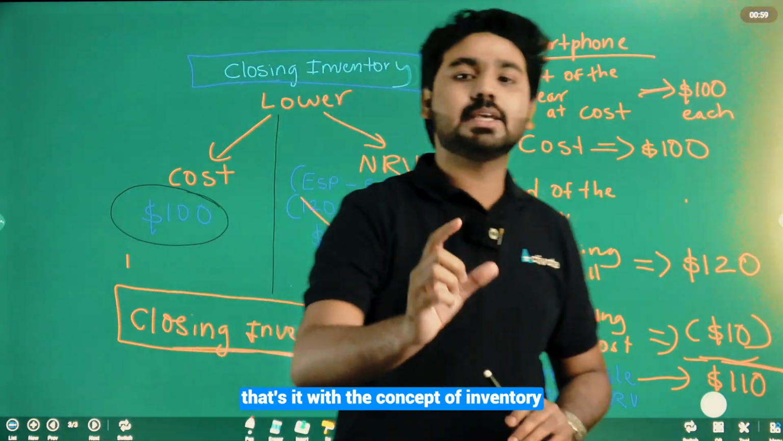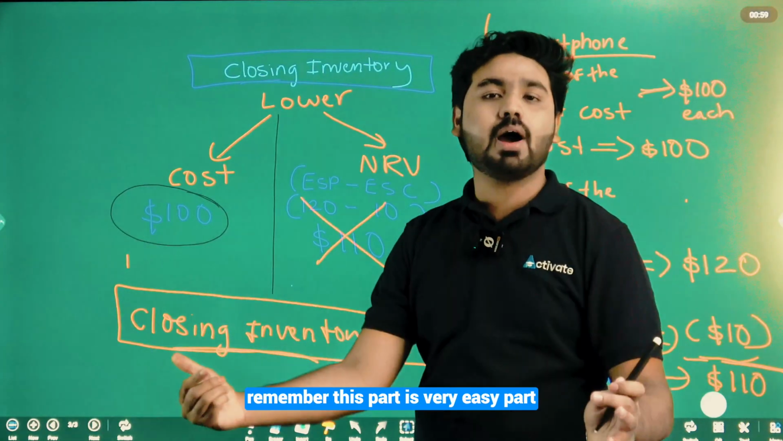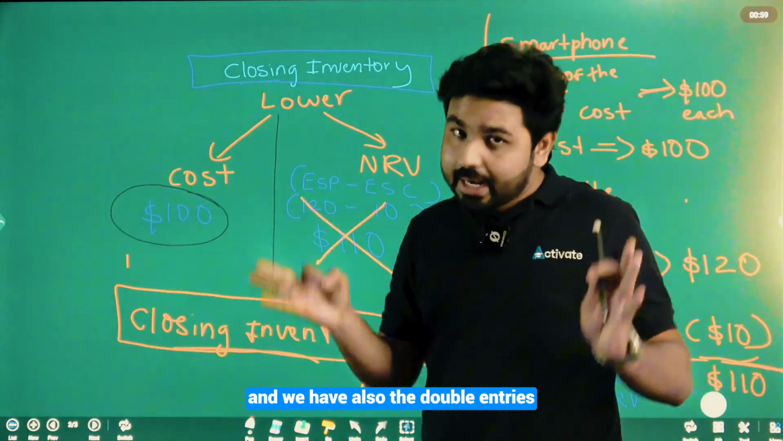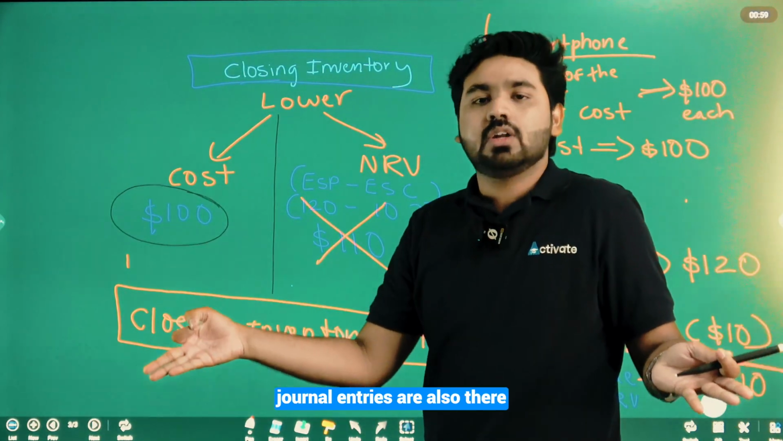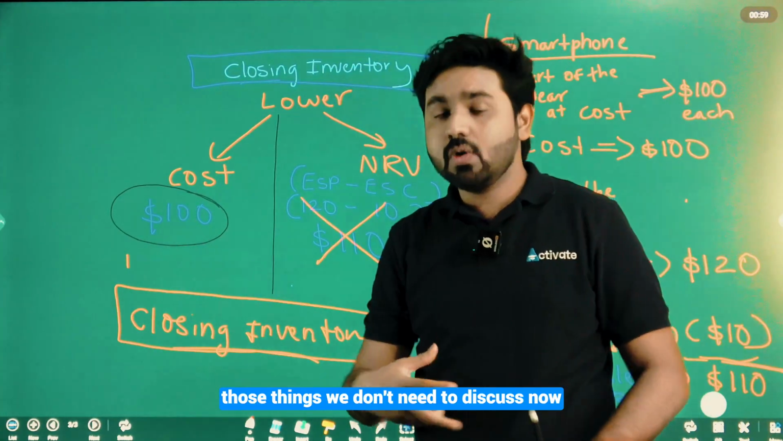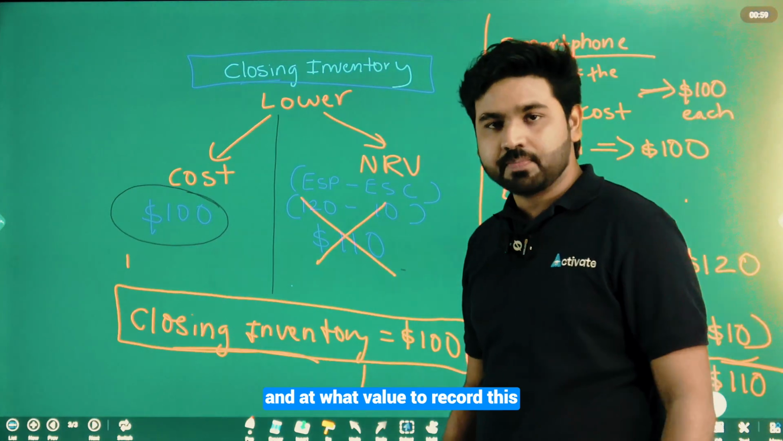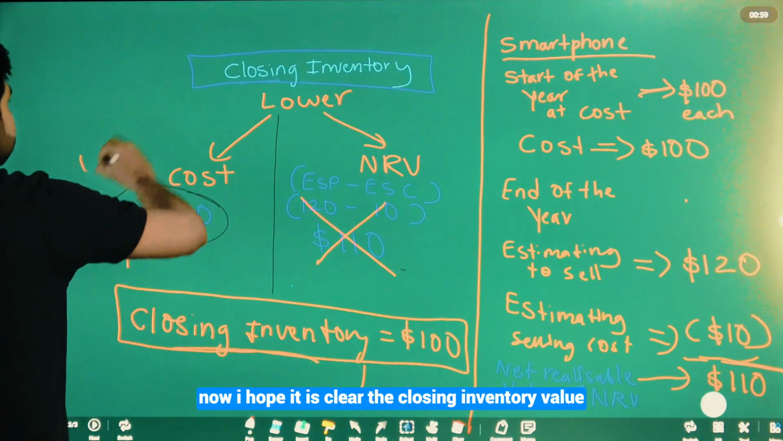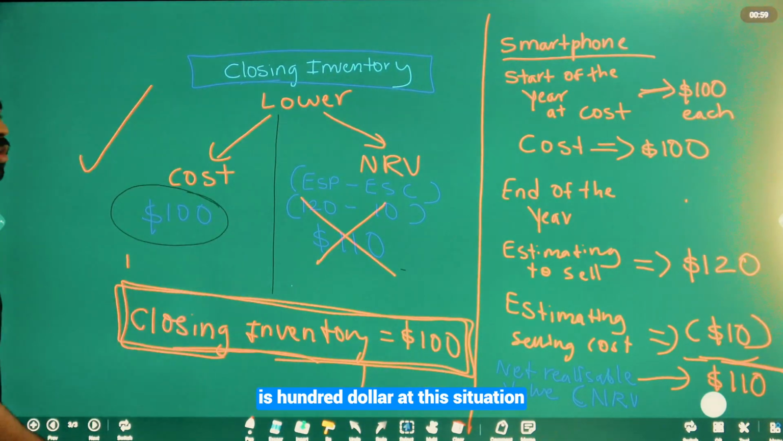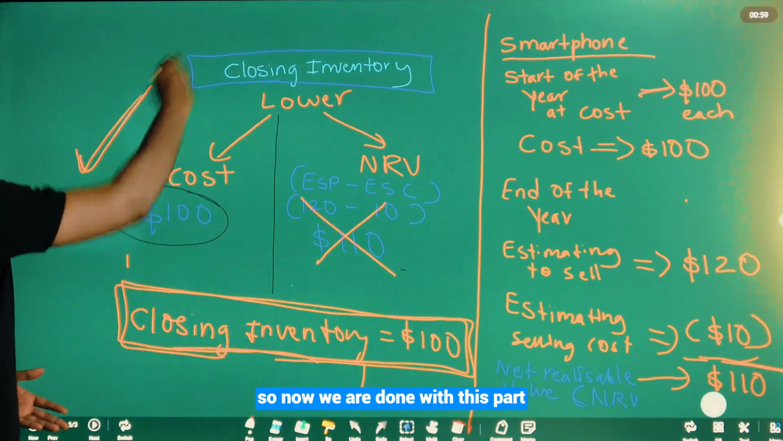That's it with the concept of inventory. Remember, this part is very easy if you understand the concept properly. We also have the double entries, journal entries, to study how to record a closing inventory. Those things we don't need to discuss now. Let's discuss only how to record this and at what value. I hope it is clear. The closing inventory value is $100 in this situation, because the cost is lower compared with the NRV. So now we are done with this part.